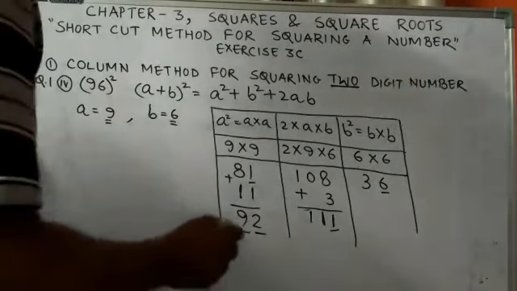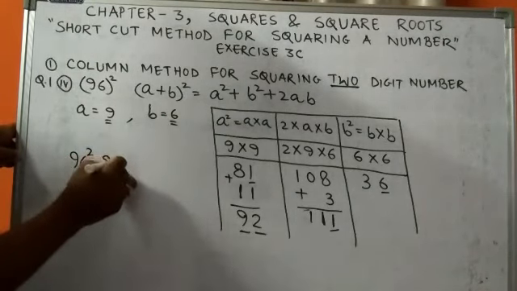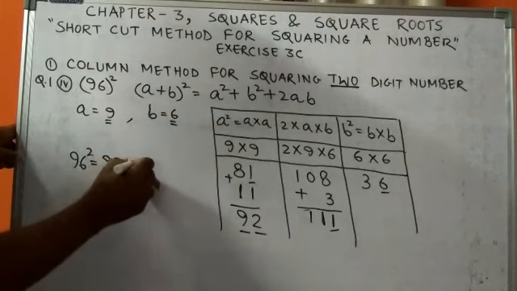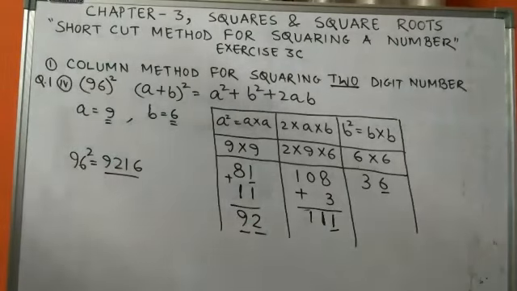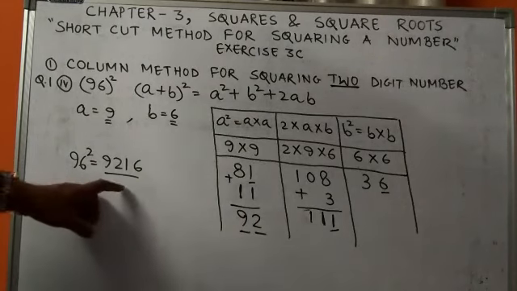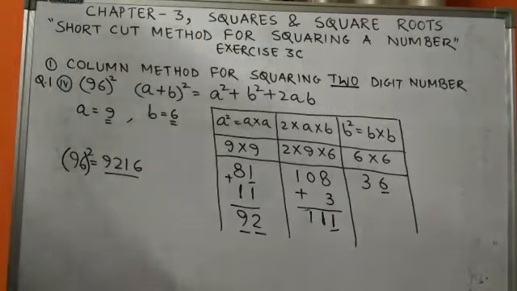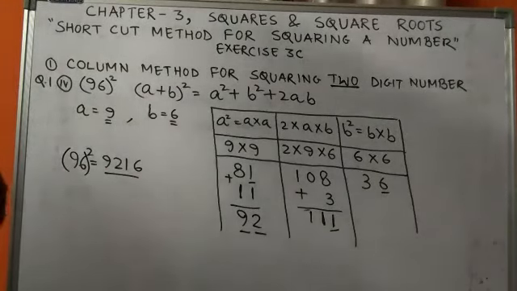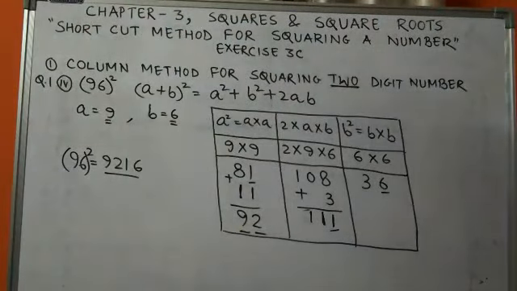That means the square of 96 is equal to 9, 2, 1 and 6. The underlined digits are to be written as per the given process. Hence 9216 is the shortcut method to find the square of 96. This method is known as the column method, and it is applicable for two-digit numbers only.